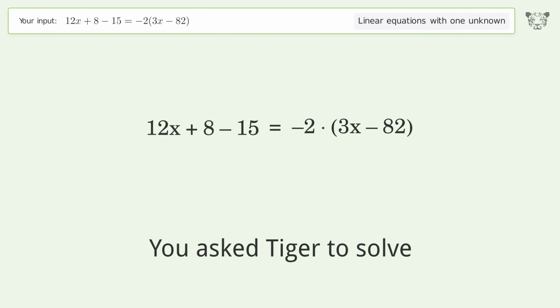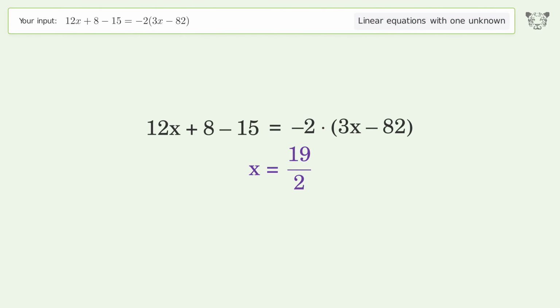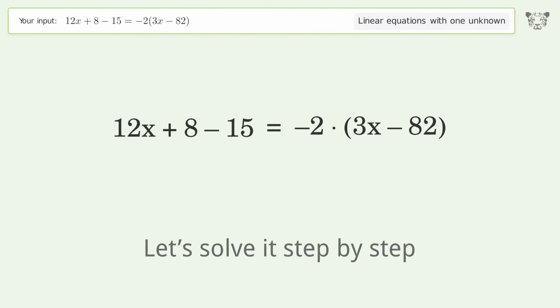You ask Tiger to solve. This deals with linear equations with one unknown. The final result is x equals 19/2. Let's solve it step by step.